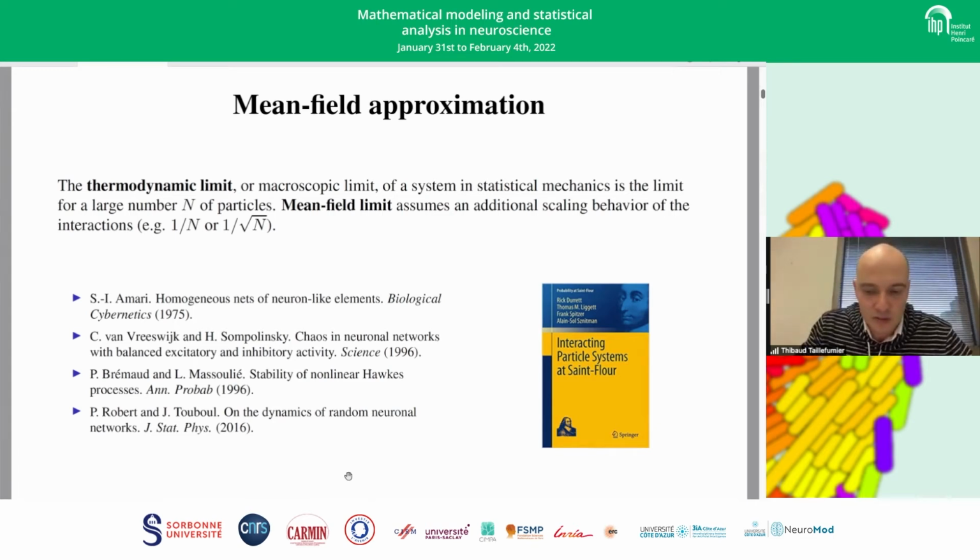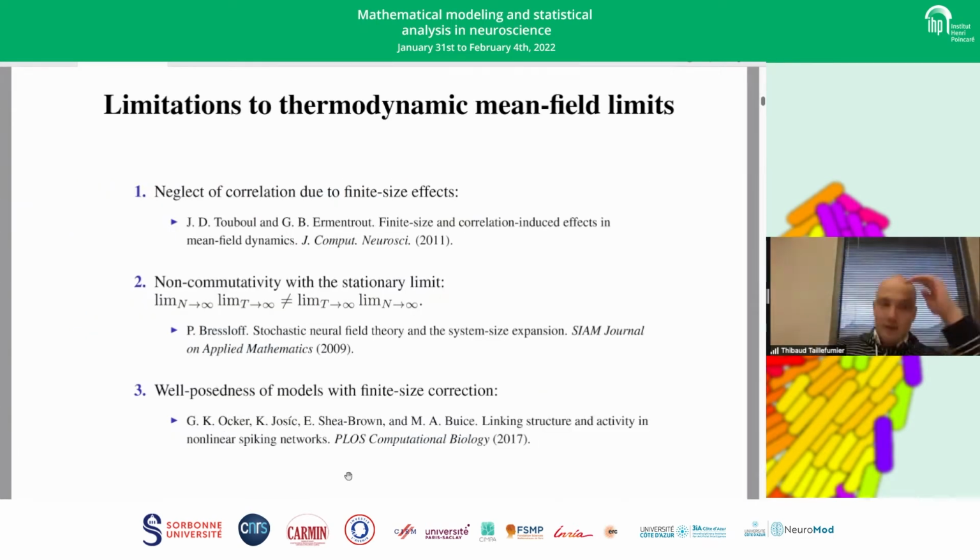So what are those limitations? The first two limitations are the ones that are really problematic. The third one, a little bit less. The first one is that by design, when you make a mean field model, you throw away the correlation. And correlation may be important in the activity that you're trying to simulate. So that's a problem.